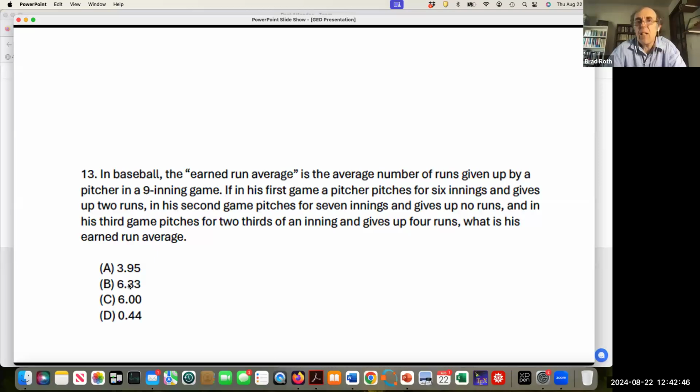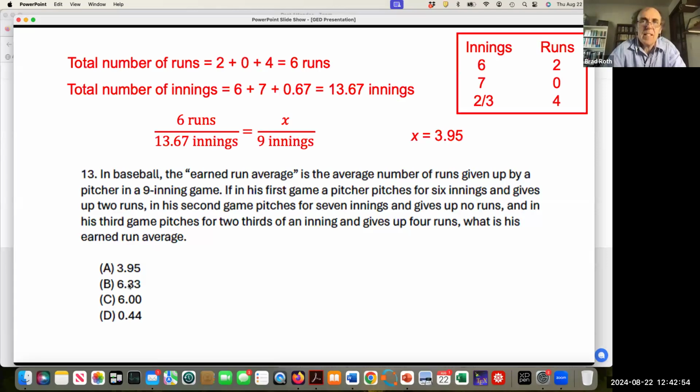Here, baseball earned run average. Well, it's an average number of runs given up in a 9-inning game. So then I give some data, basically how many innings he's pitched and how many runs he's given up. And then you can set it up sort of as a proportion. They've given up a total of 6 runs in a total of 13 2/3 innings, which is 13.67. And then that is to how many runs in 9 innings. Set it up as a proportion, you get an earned run average of 3.95, which is sort of a mediocre earned run average. But that's the way you can calculate it.